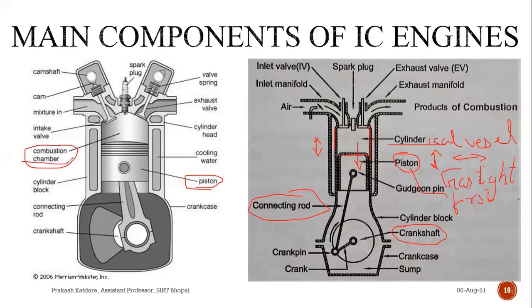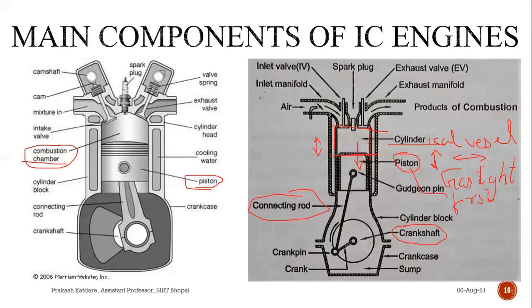Then combustion chamber. It is the space which is enclosed between the upper part of cylinder, the cylinder head, and the piston top. This is our upper part of cylinder head and this is our piston top surface. So whatever space is left here, this space is known as combustion chamber. Combustion of fuel takes place here. Consequently, whatever thermal energy is produced here is used for our power transmission, and the remaining product of combustion is also released from this space.